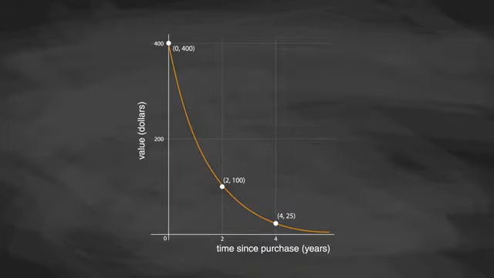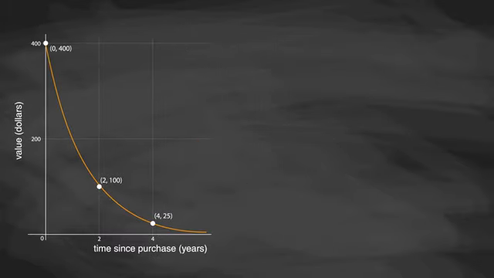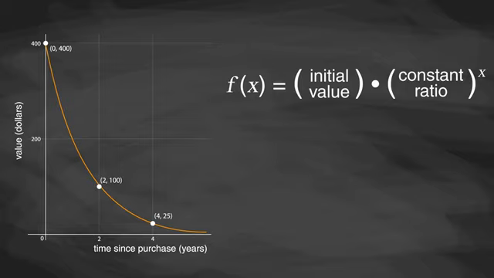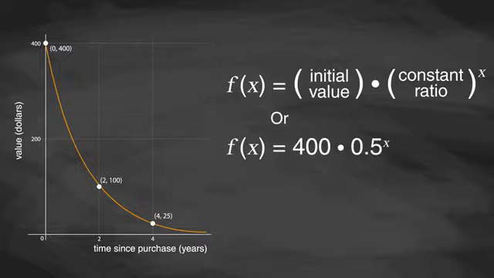Write an equation that defines f. Since we've determined that f is an exponential function, the equation will have the form f of x equals the initial value of the computer times the constant ratio raised to the x power. We know the computer's initial value was $400 and that the constant ratio is 0.5. Those numbers can be substituted to give the equation. Once you have the equation, you can easily find the value of the computer at any time.